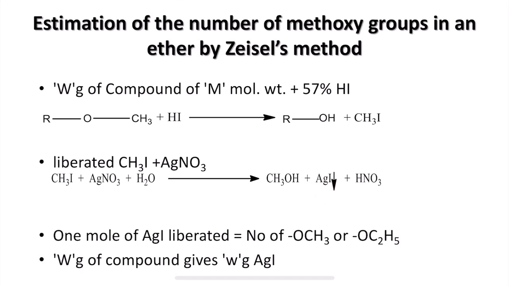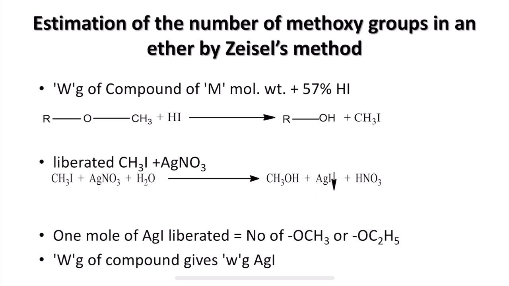This silver iodide which is precipitated is filtered, washed, dried and weighed. Next, let the mass of the silver iodide obtained be small w gram. So let me call the mass of silver iodide small w.